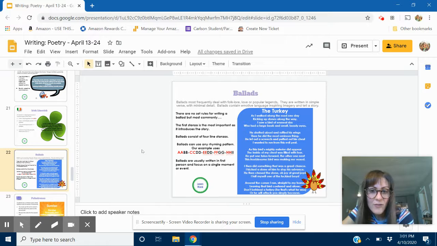He put one talon forward, the other one next. This troublesome bird was making me vexed. I then did something that was a great chance. I kicked a stone at him to stop his advance. He then chased the stone, oh joy of great joys. I felt myself one of the luckiest boys. Around the corner I ran, straight to my home, leaving that bird confused and alone. Don't befriend a turkey, for that's what he is, or he will attack you simply because.